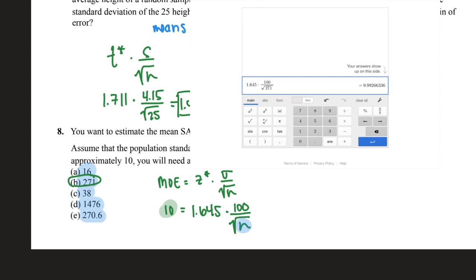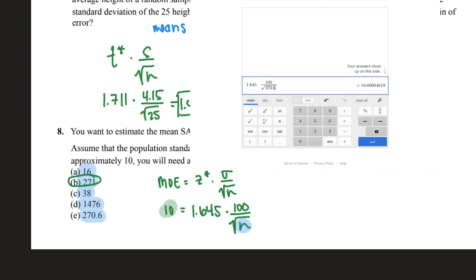The next one is 38. That gives me a margin of error 26. That's too big. Now let's check 1476. That gives me a margin of error of 4.28. That's too small. The last one, 270.6. So that gives me a margin of error of, it looks like almost exactly 10. However, it looks like it's just above.